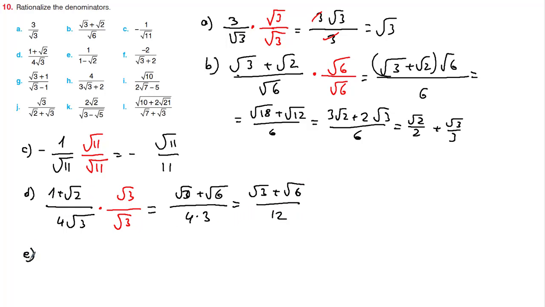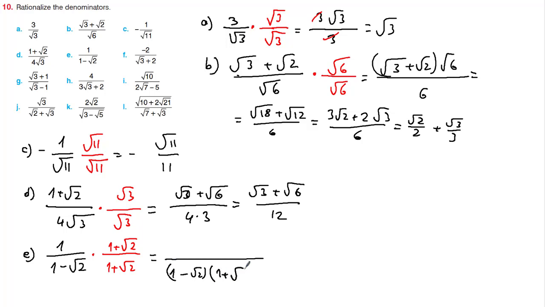Under E, we have 1 over 1 minus root of 2. We should multiply here by a number. Now, we mentioned during the lessons we should multiply by the same denominator but with opposite signs. Why are we doing this? In order to use the formula a minus b times a plus b, and that formula will help us to get rid of the root in the denominator. So 1 minus root of 2, 1 plus root of 2.